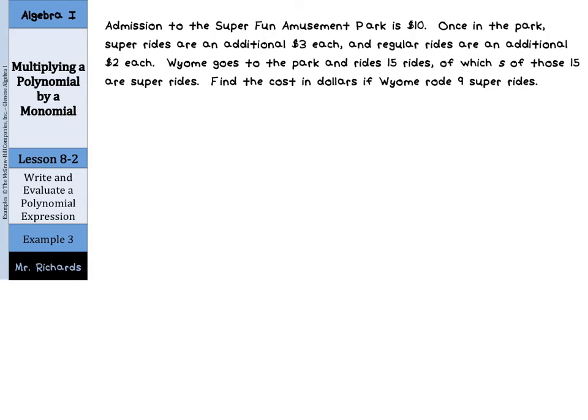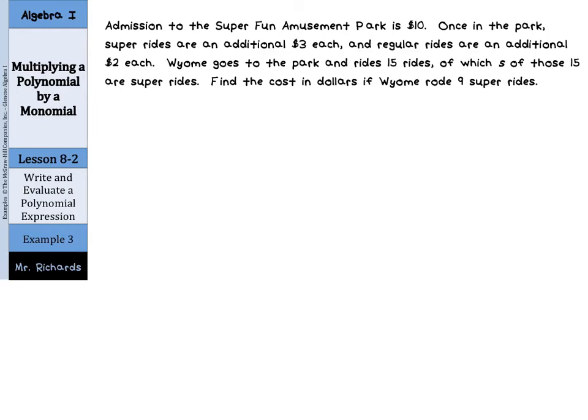Admission to the Super Fun Park is $10. Once in the park, super rides are an additional $3 each, and regular rides are an additional $2 each. Wyoming goes to the park and rides 15 rides, of which S of those 15 are super rides. Find the cost in dollars if Wyoming rode 9 super rides.